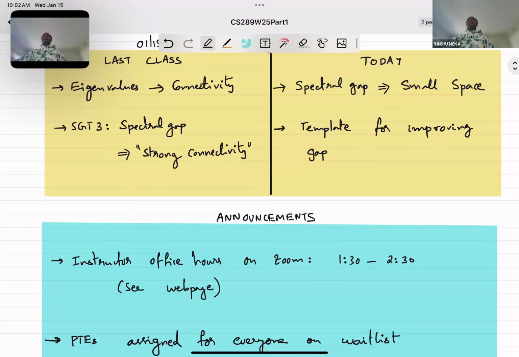But now you want to say some graphs are better connected than the others. Okay. So today we'll explore this connection further and see how, if you have a high spectral gap, then it is possible to get an algorithm easily. And then we'll use this as our lever to get a small space algorithm for connectivity.